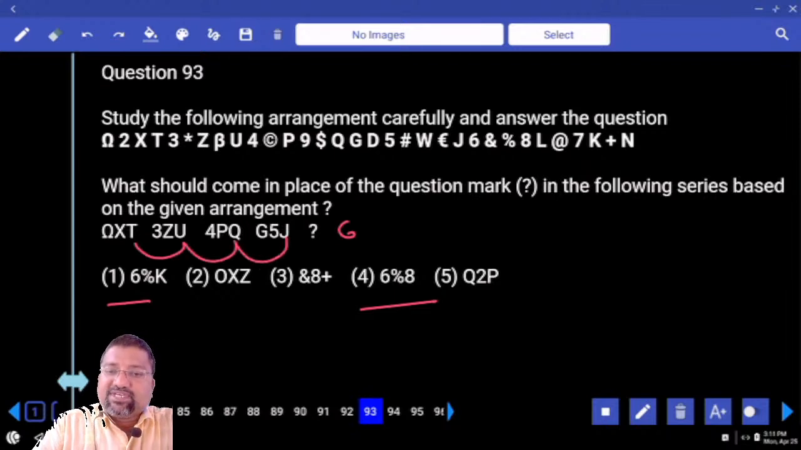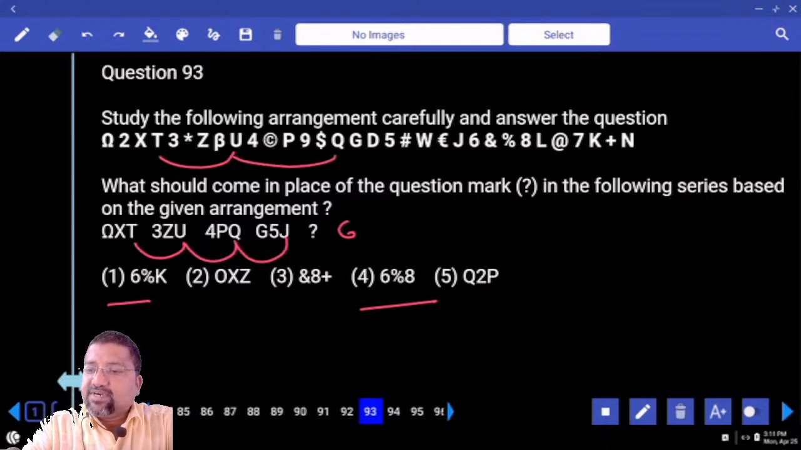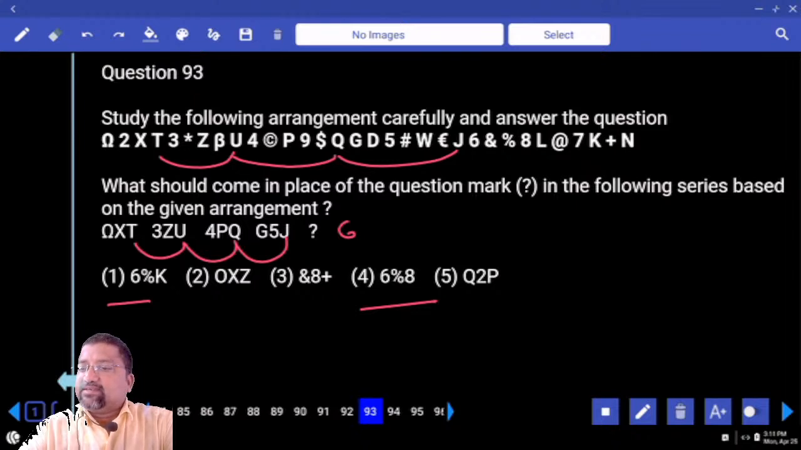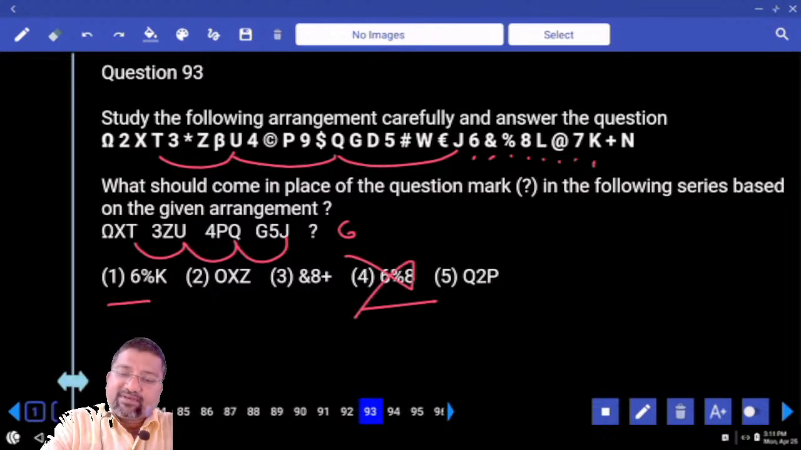T, U, Q, J. T to U. 1, 2, 3, 4, 5. Q. 1, 2, 3, 4, 5, 6. J. 1, 2, 3, 4, 5, 6, 7. What's my duty? 8. 1, 2, 3, 4, 5, 6, 7, 8. K. Your answer should end with K. First option.